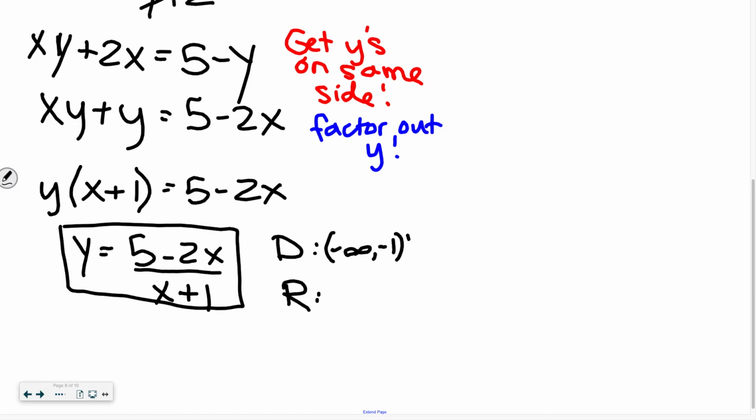So that's going to be my domain: -infinity to -1 in union with -1 to infinity. Include everything except -1.